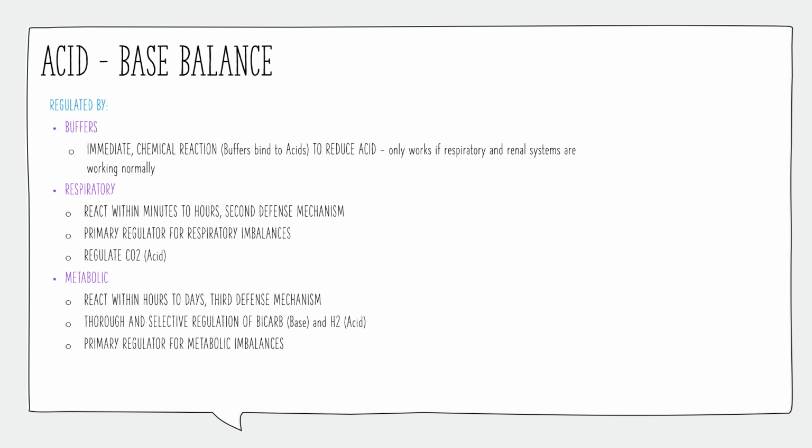Metabolic reacts within hours to days, and it's our third defense mechanism. It is going to kick in and help us with acid-base imbalance through selective regulation of bicarbonate, which is a base, and hydrogen, H+, which is your acid. This is the primary regulator for metabolic imbalances. However, like I said with respiratory, it does help with respiratory issues as well. So those are your 3 main regulators: buffers, respiratory system, and your metabolic system.